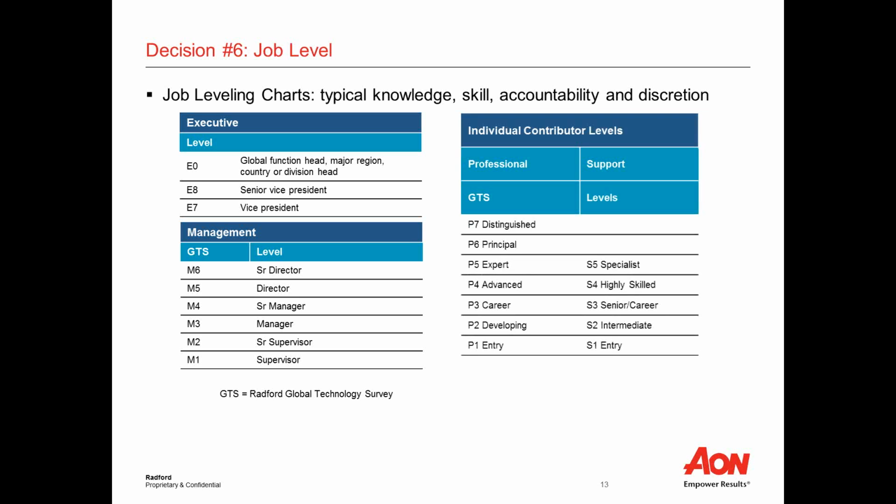Moving on to our professional and support levels, we can see our professional levels run from level 1 to generally a level 6. This year we have introduced a distinguished level across the network, and that is only for, I think, one job family that can be assigned to a level 7. So generally all the techs that you will come across on the Radford network will only talk about entry level P1 to P6, which is a principal level.